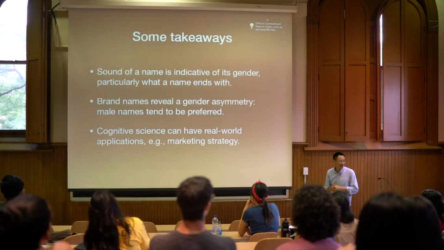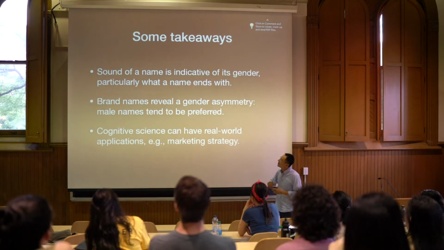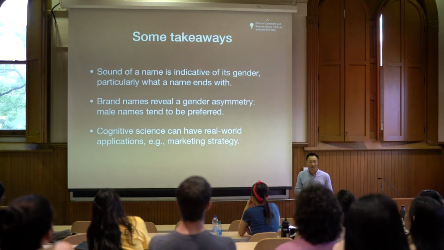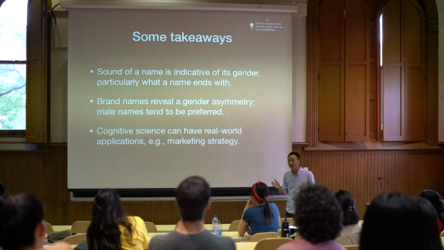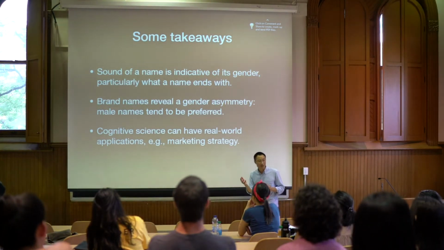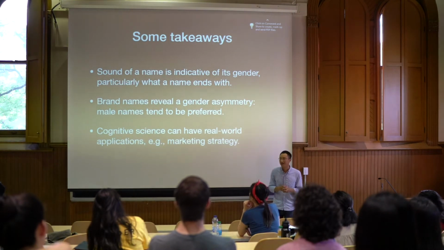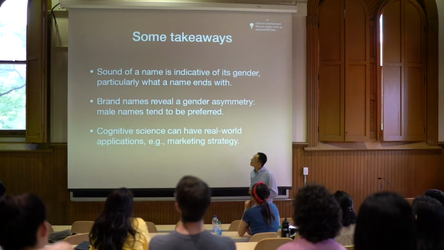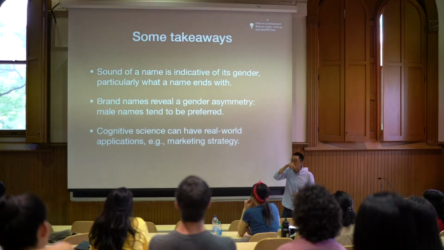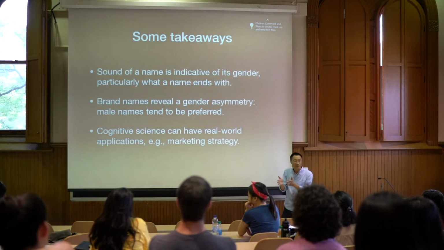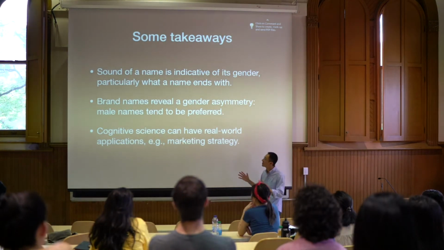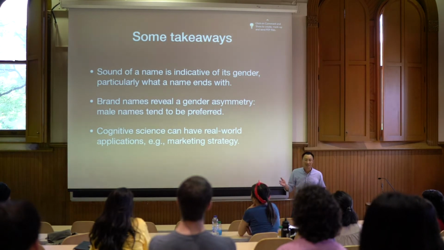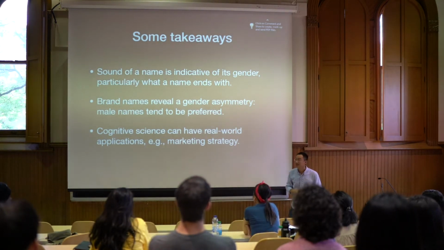I'll be done in 2 minutes. So, some takeaways. I hope you find that entertaining. It's not a very computationally involved project, but you can see how computation can get you potentially far in dealing with large data and learning something useful from it. The takeaway is that the sound of a name seems to be indicative of its gender, at least if you look at the ending part in English names. I don't want to generalize it to other languages. Brand names reveal a gender asymmetry, at least in the data set that we've come across.